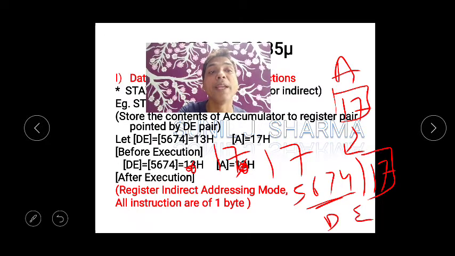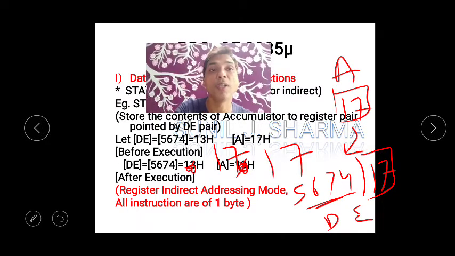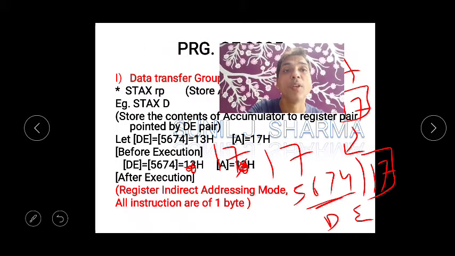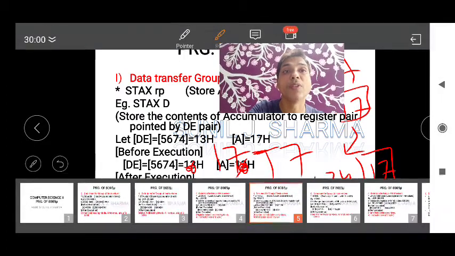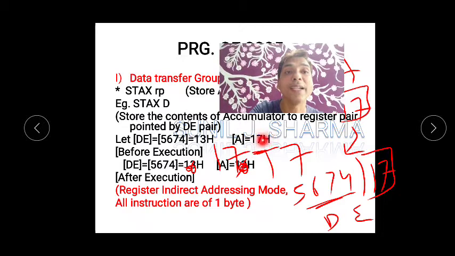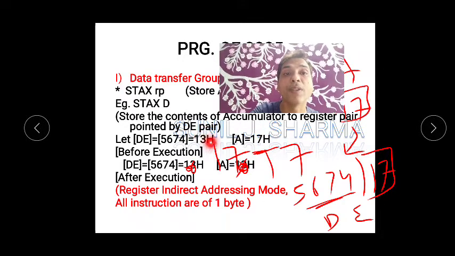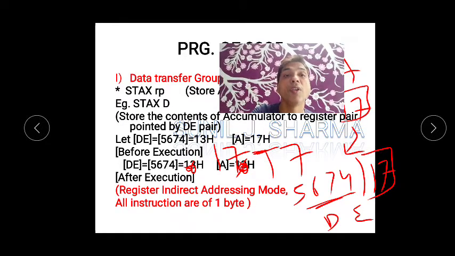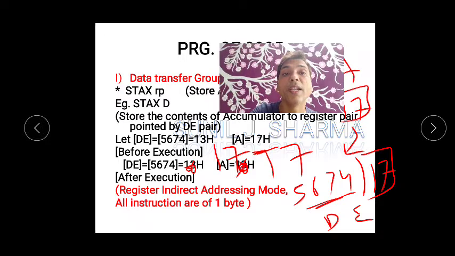In the DE pair. So only this value you have to change. This value will be given to that particular address. So it is exactly opposite. The accumulator value is 17, and that should be given to this address. But this address is not shown directly, that's why we call it register indirect addressing mode. All these instructions are 1 byte instructions, not 3 byte.